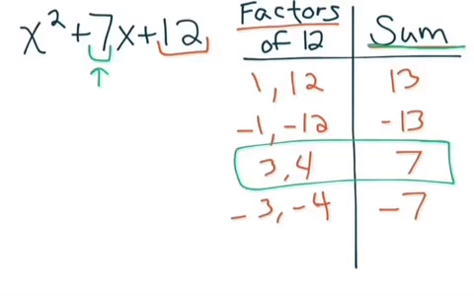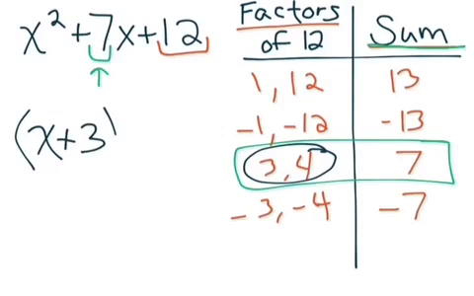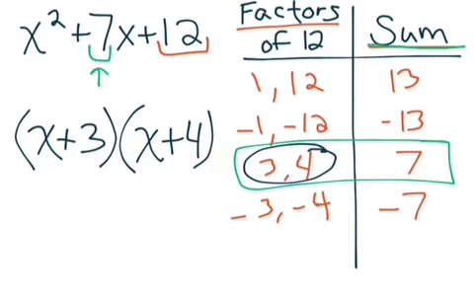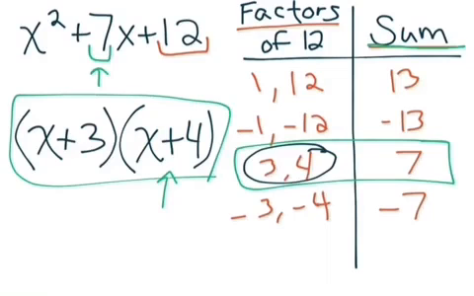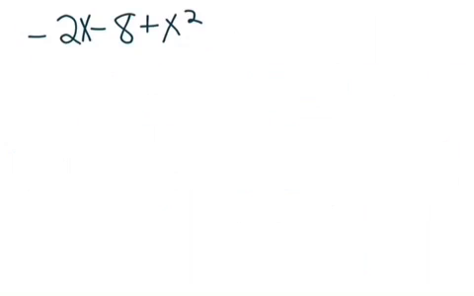Okay, then in order to write my binomials, I just take these numbers right here and put them in after the x. If those numbers were negative, then I wouldn't have a plus sign here. I'd have a minus sign, right? But because I have positive numbers, I say x plus 3, x plus 4. Those are now the factors of this trinomial. Okay, let's go ahead and try another one.